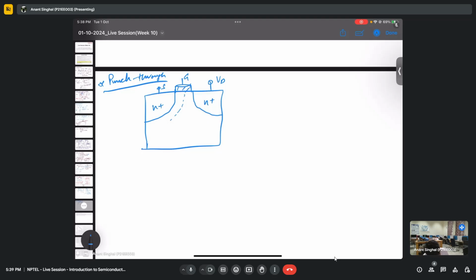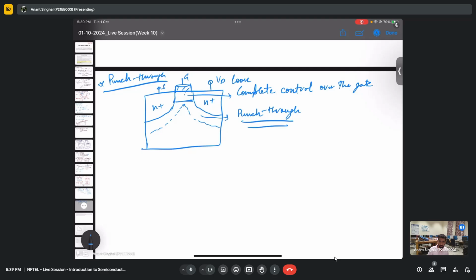So at a certain drain voltage, we will achieve a point where these depletion regions will collide with each other, right? And then we will basically lose complete control over the gate. Whether we apply the gate voltage or not, there will always be a channel because these two depletion regions have merged. Does it make sense? So basically, these two depletion regions have punched through, that is, they have collided with each other. So this is one of the phenomena that we call punch through. Again, does it make sense? We'll completely lose our control over the gate, and we'll have some leakage currents because of this phenomenon.